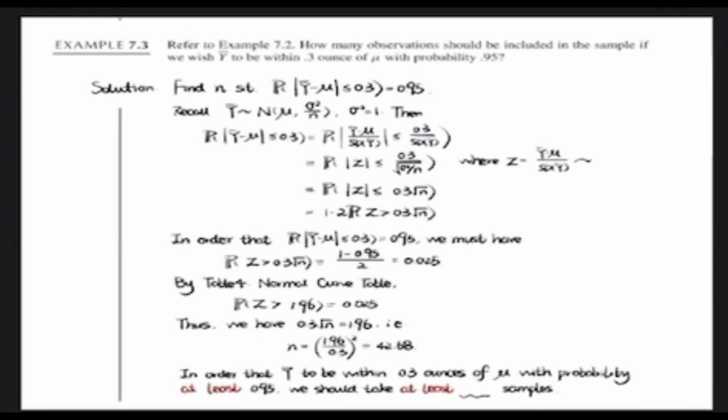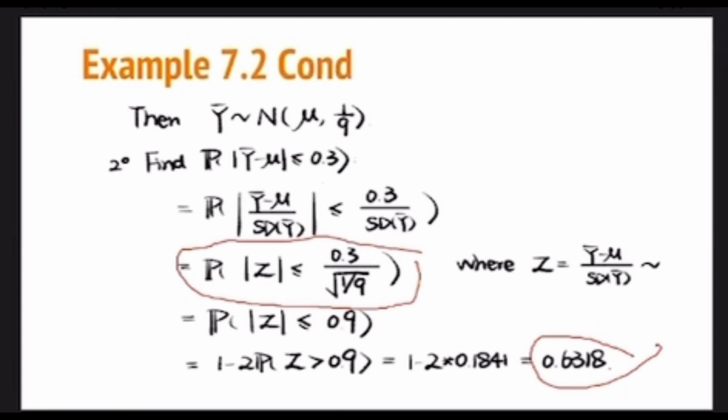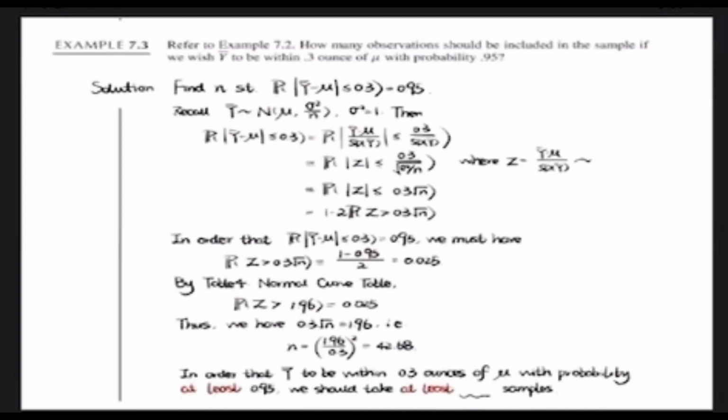We can also ask a question that has to do with sample size determination. If you take a look at this question, a sample size of 9 leads to 0.6318 probability. Now I want to determine the sample size that will enable me to get 0.95. I'm trying to say, what sample size do I need if the probability of the absolute difference between Y bar and mu being within 0.3 is 0.95?